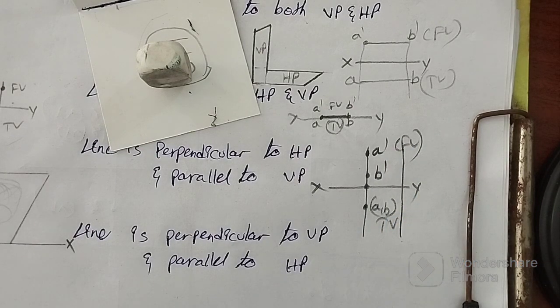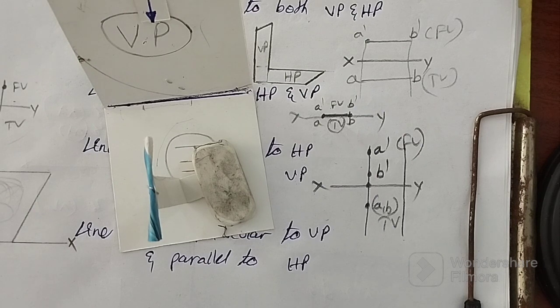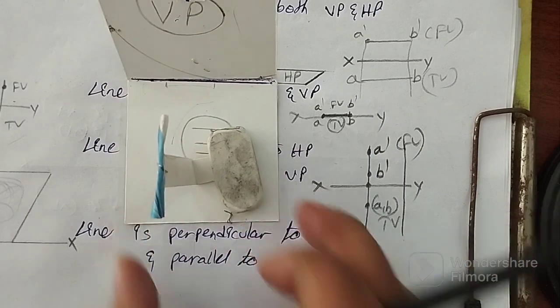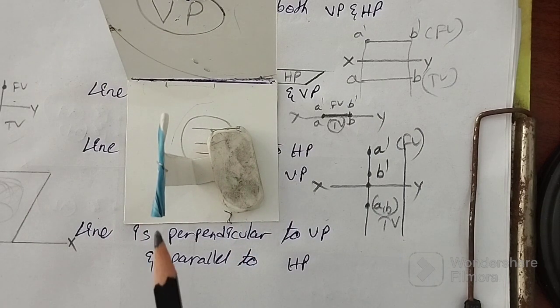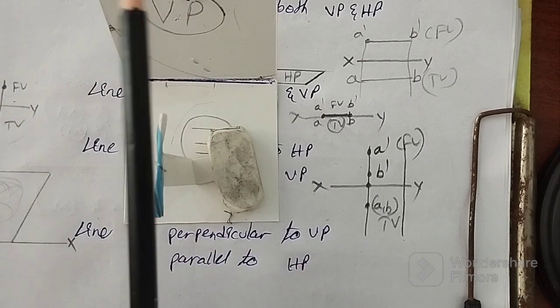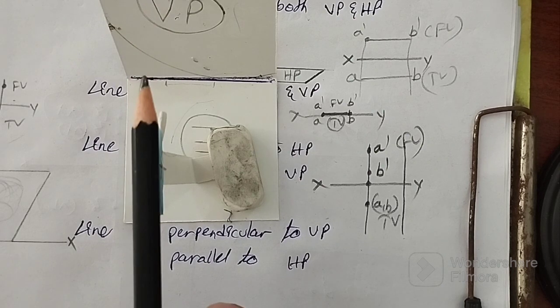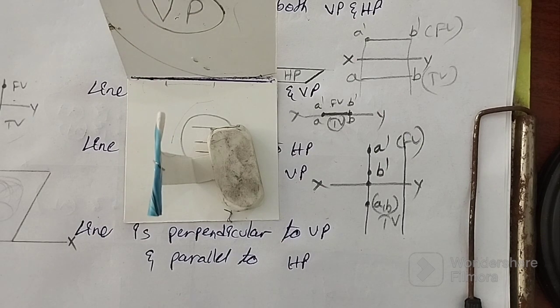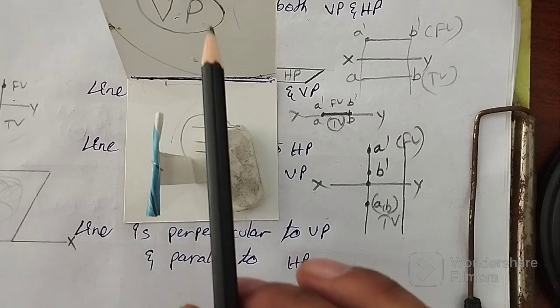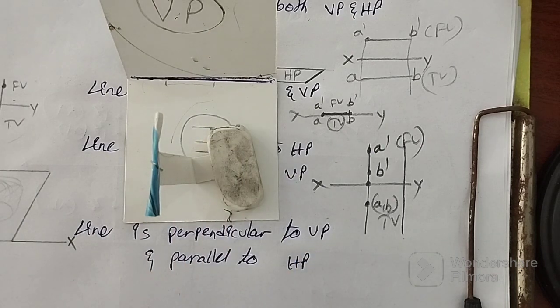That is the third case. What is the fourth case? The line is perpendicular to VP and parallel to HP. Look at this one. This line is perpendicular to VP. See, it is perpendicular. And parallel to HP means, if you see, the length from here to here is the same. So this straight line is perpendicular to VP and parallel to HP.